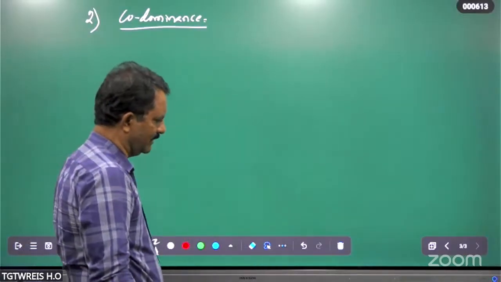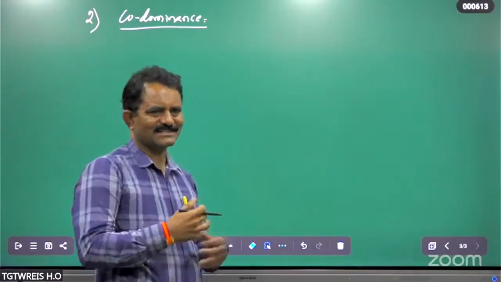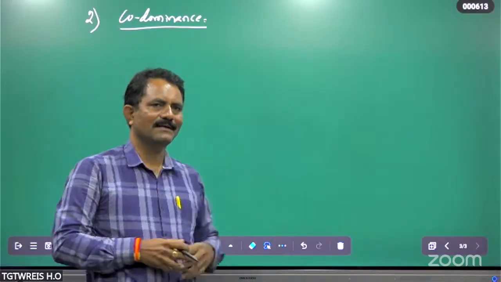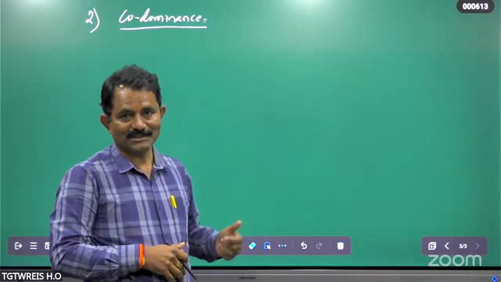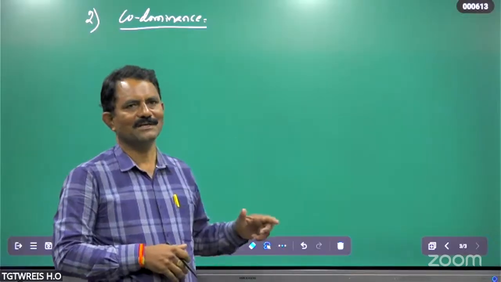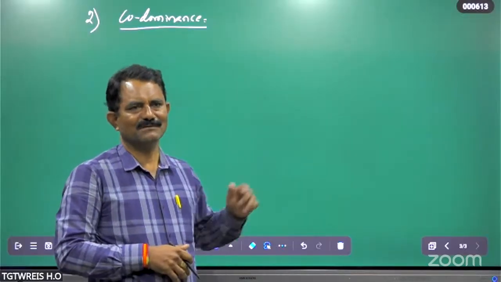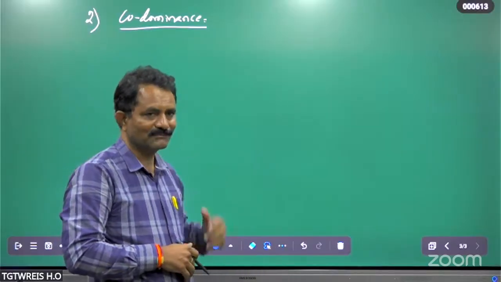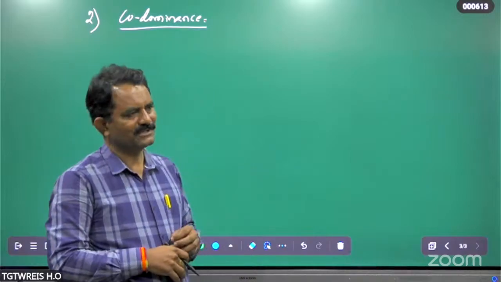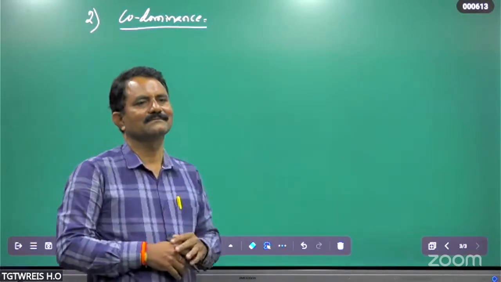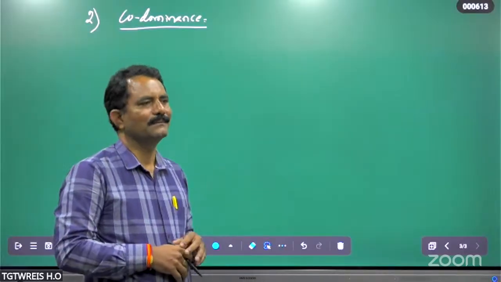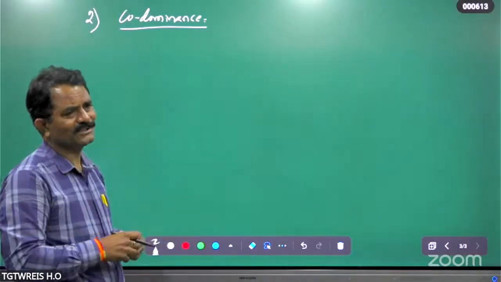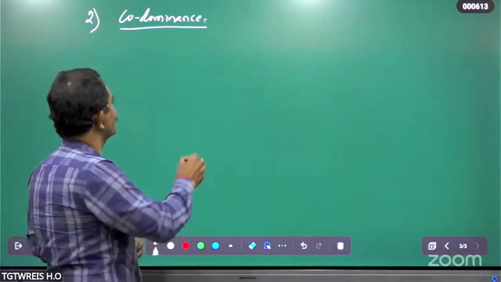According to law of dominance, the F1 resembles either of the parents, especially the dominant parent. According to incomplete dominance, the F1 resembles neither of the parents, being in between the parents. But here, the F1 resembles both the parents.